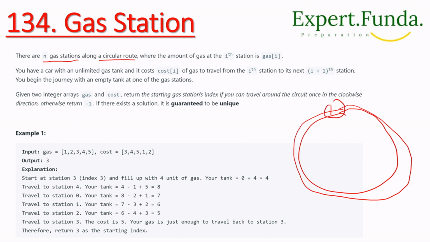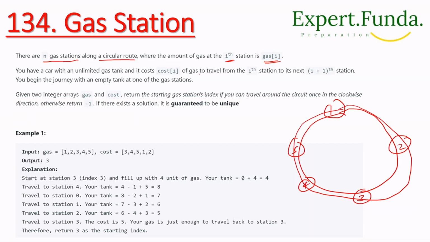On this there are n gas stations. Let's assume this is gas station 1, 2, 3, 4 and 5. Like that we have the gas stations. Now the amount of gas at the ith station is gas of i, which is given in the gas array. That is our amount of gas, the amount of gas at the station, at whichever index we are at.